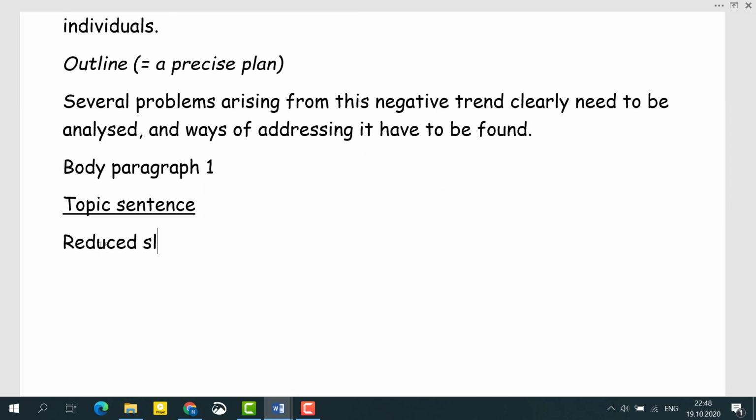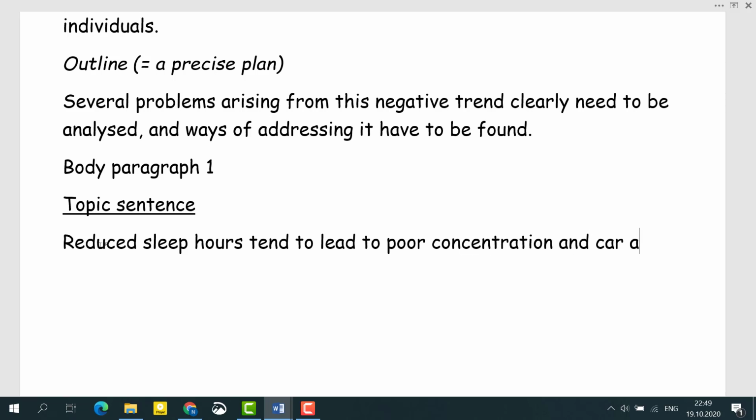Reduced sleep hours tend to lead to poor concentration and car accidents.